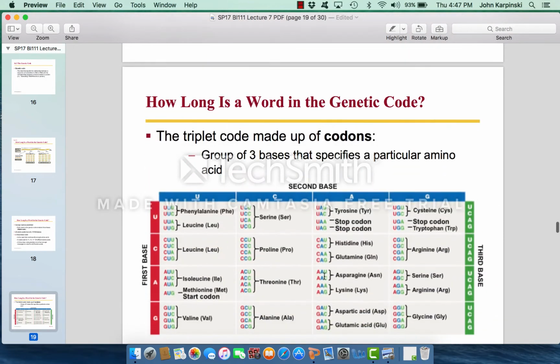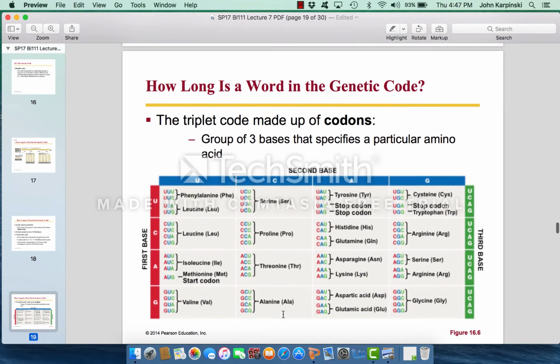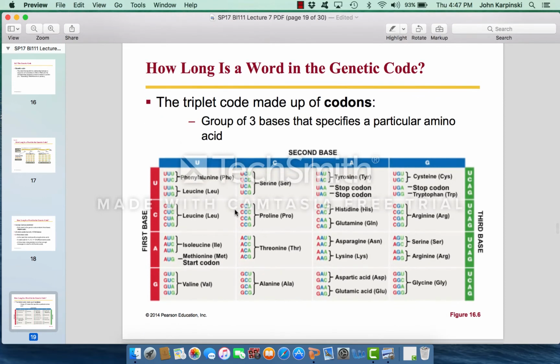Here is the actual genetic code, and this is what it looked like when it was first deciphered, and it really hasn't changed. So on the left-hand axis, we have the 4 possibilities for the first base in the codon. On the top, we have the 4 possibilities for the second base, and then on the right-hand side, we have the possibilities for the third base. So we have 64 combinations here.